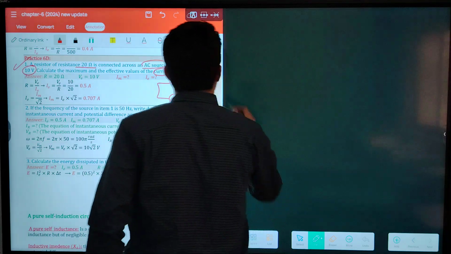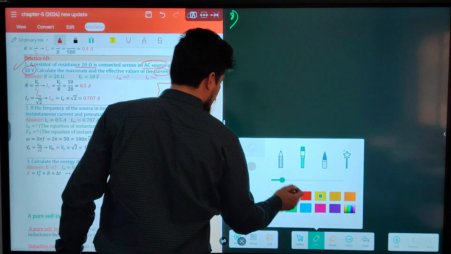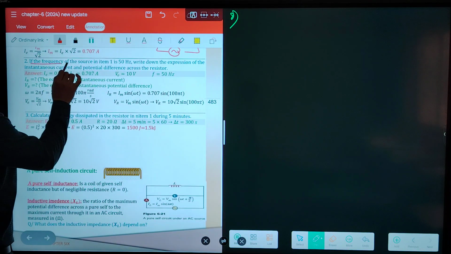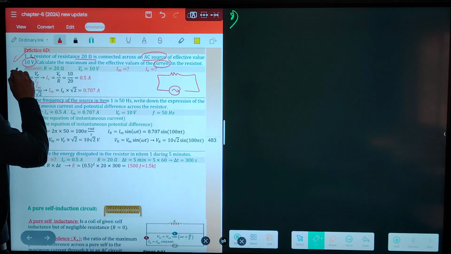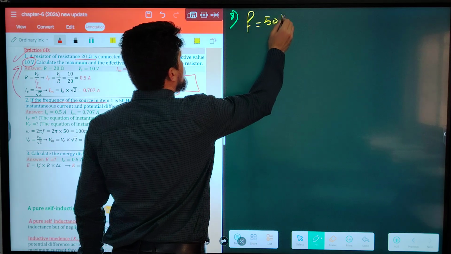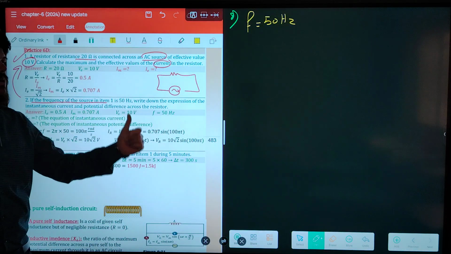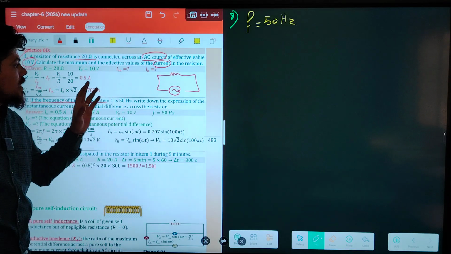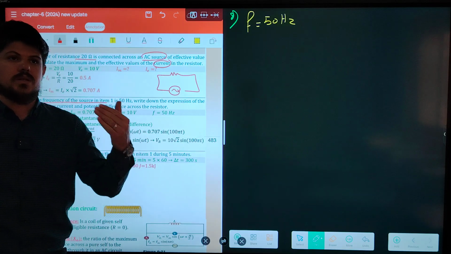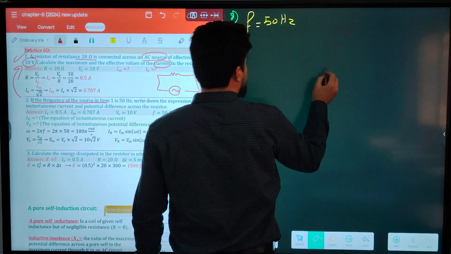Question 2. Guys, look at question 2. If the frequency of the source in item 1 is 50 hertz, write down the expression of the instantaneous current and potential difference. To write the expression of instantaneous current and instantaneous potential difference, you have to write down these two equations.